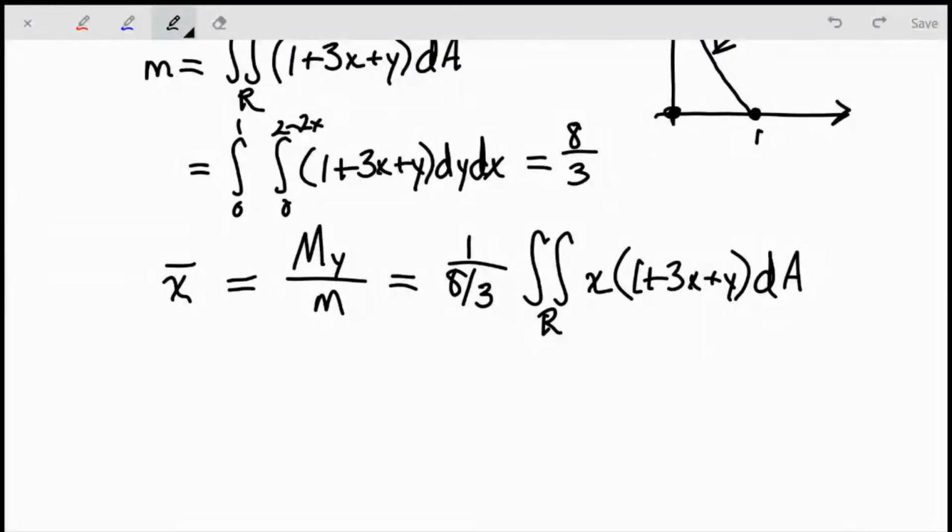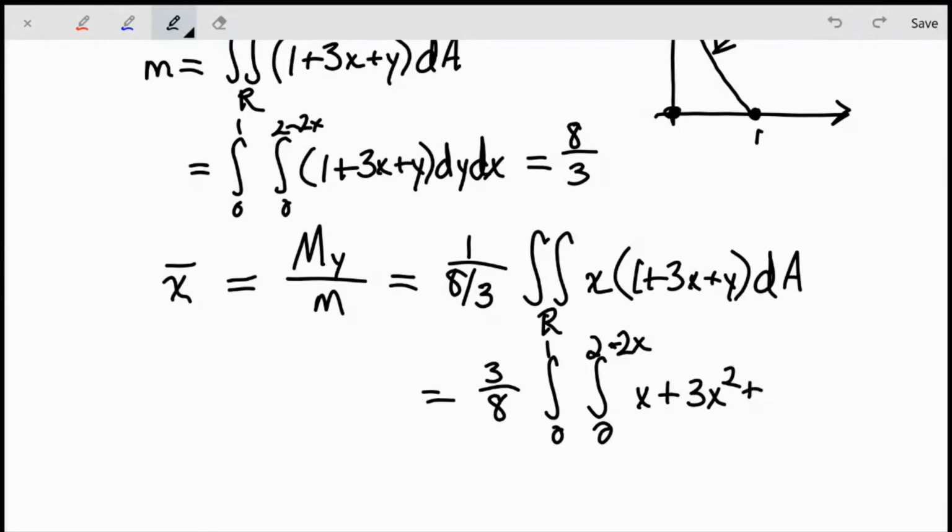So this would essentially be the same as 3/8 times this. We know we're going to go from 0 to 1 in the x direction. We're going to go from 0 to 2 minus 2x in the y direction. And then when I distribute that x through there, I'm going to get x plus 3x squared plus xy. And again, I'm integrating with respect to y first, and then x.